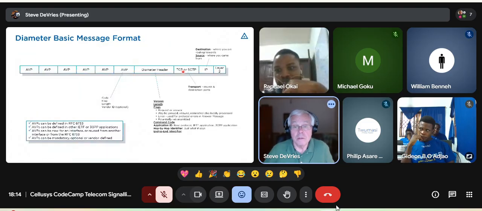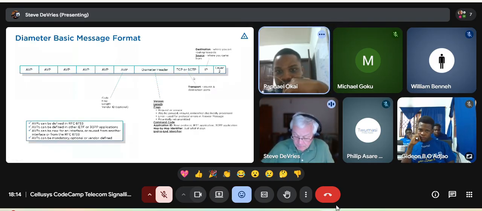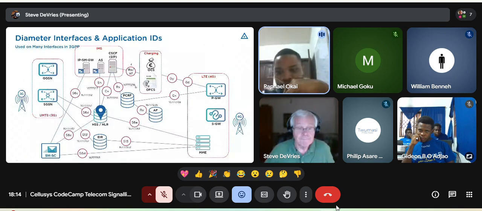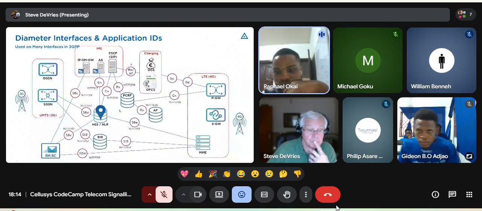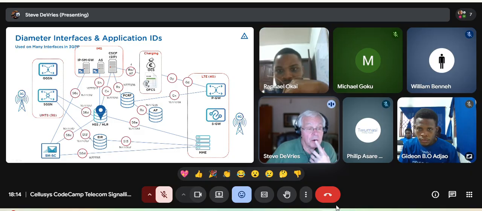Yeah, please. Can we go to the other image? The previous image. Oh, previous, yeah. Yes. So with the S16 and then the S13, are they known as LTE interfaces? Those are interfaces, yes.